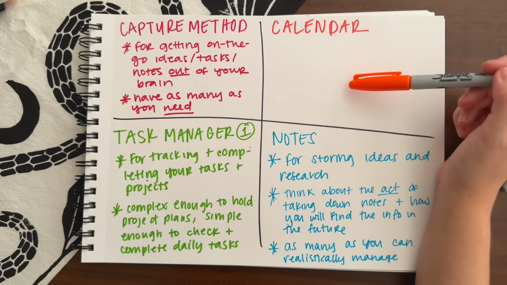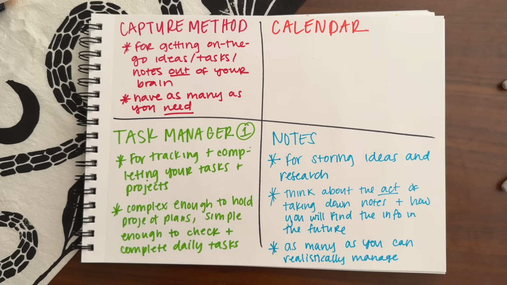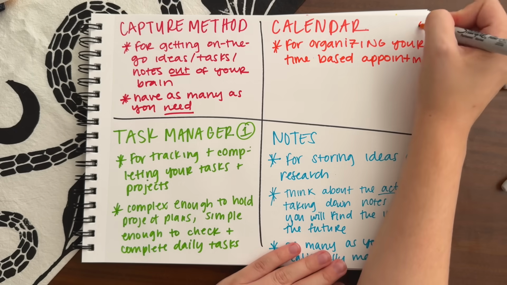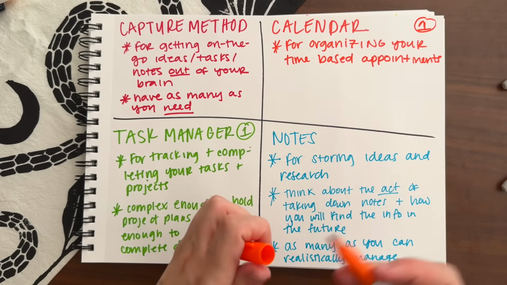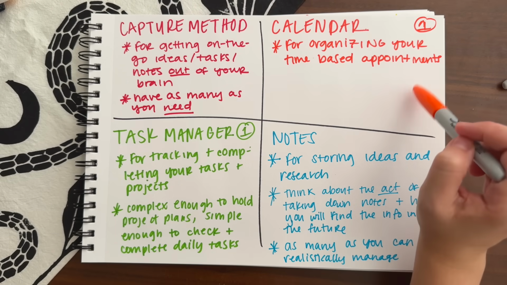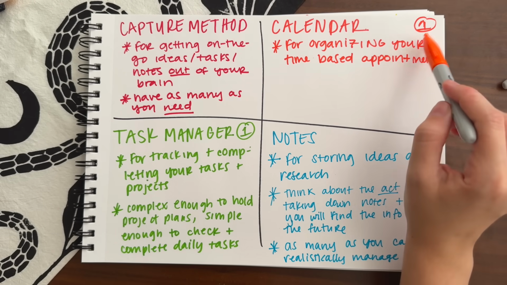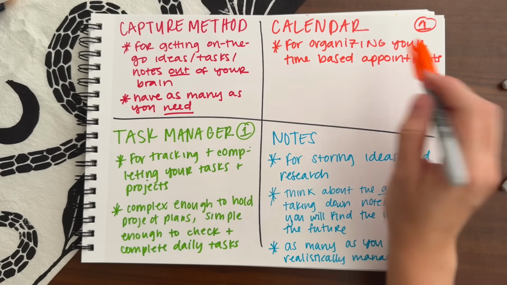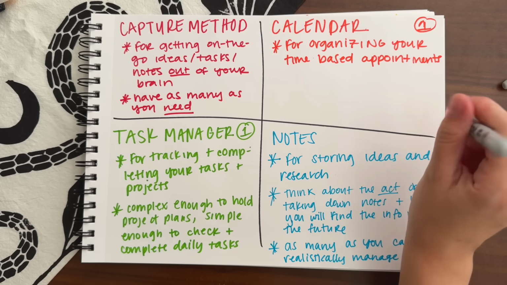The same thing is true for your calendar. Now, your calendar is for organizing your time-based appointments. And again, you want to only have one calendar if possible. I know sometimes we also have different calendars for work and for personal, and one's in Gmail and one's in Outlook. Try to find a calendar app if you're using a digital solution that will sync all of your calendars together, and I'm going to recommend my favorite in just a second.